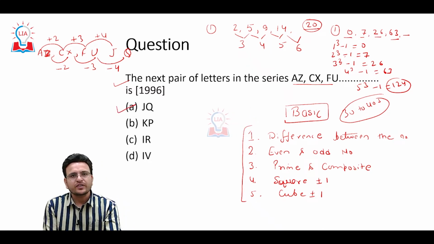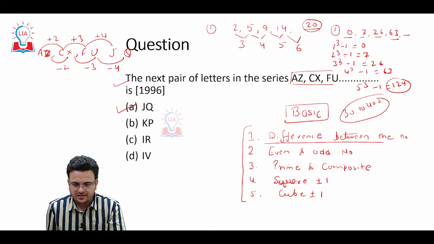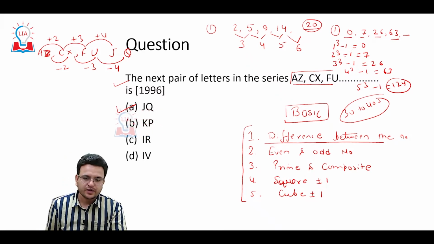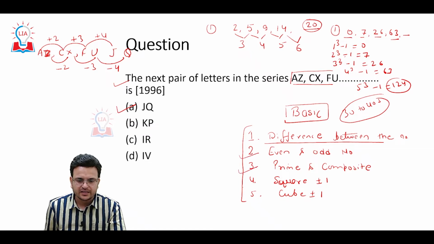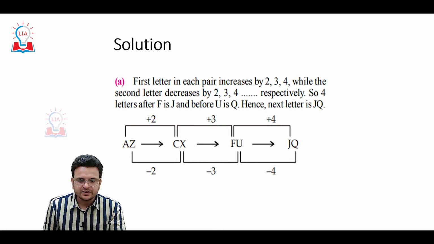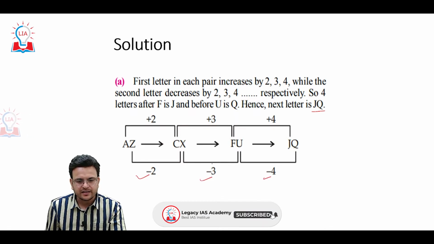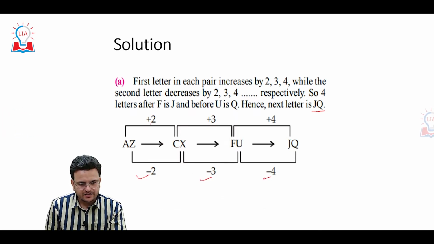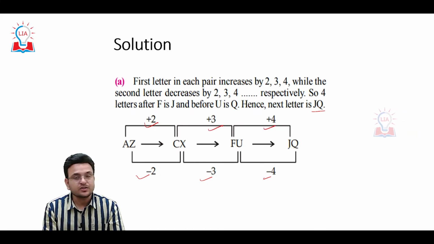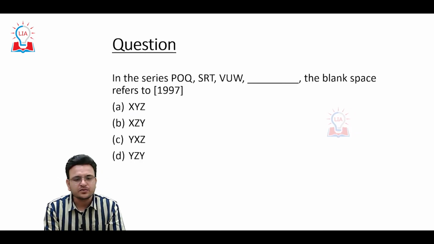Getting my point? So first of all, whenever I look at a series, I apply the difference. The first point that is applicable, I am able to get the answer. If I am not able to get an answer, I will see even or odd, then prime, then square, then I will leave the question. Here you can see the answer: plus 2, plus 3, plus 4 on A, and minus 2, minus 3, minus 4 on Z, we are able to get the answer. If, as I told, in 30 to 40 seconds you are not able to get an answer, leave the question. Now come to the second question.